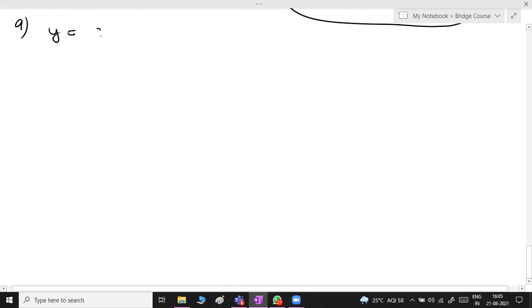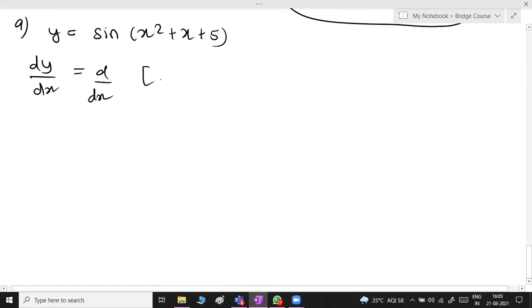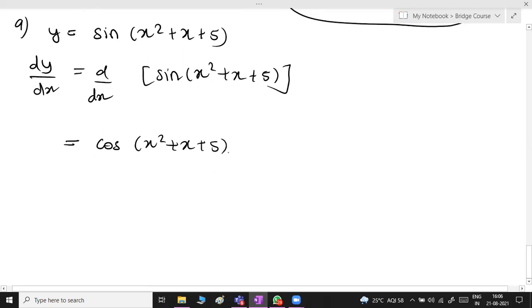y is equal to sin of x square plus x plus phi, differentiating with respect to x. So d by dx of sin of x square plus x plus phi. Okay, so here it is going to be what? The derivative of sin is cos of x square plus x plus phi, we will write the same in place of x, into we are going to differentiate this x as well. Never forget this. There is going to be x square plus x plus phi.